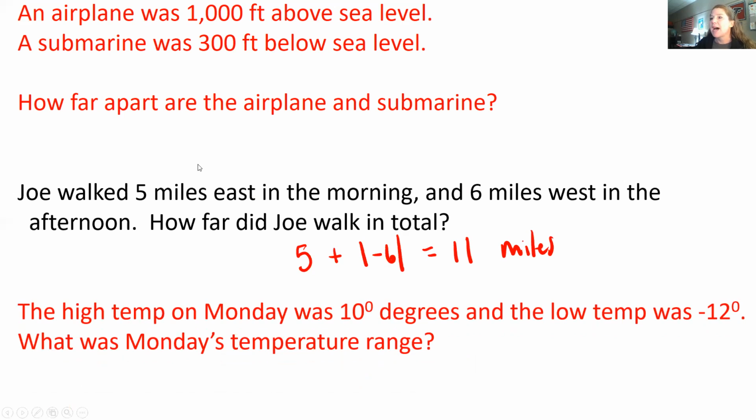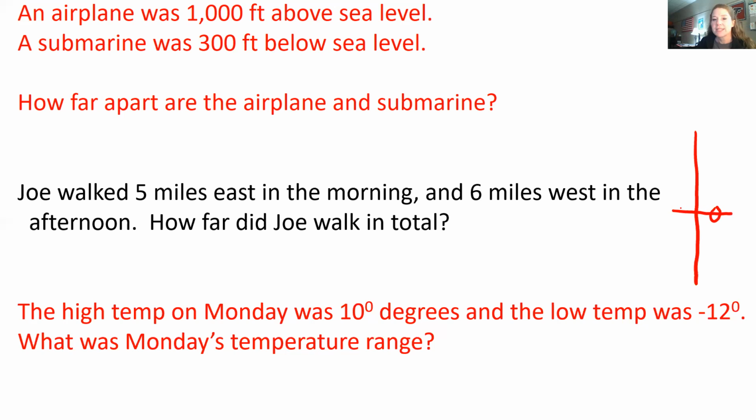All right, what about this one? The high temperature on Monday was 10 degrees and the low temperature on Monday was -12 degrees. If we had one of these old fashioned looking thermometers, we have a 0 on a thermometer. Well, if it was 10 degrees in the morning and -12 degrees in the afternoon, what was the temperature change? Well, in the morning it was 10 degrees, plus it was -12 degrees. We have to think about the absolute value of that. Well, the temperature was 10.